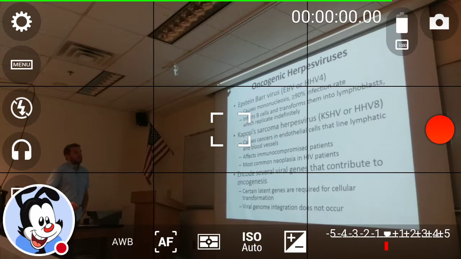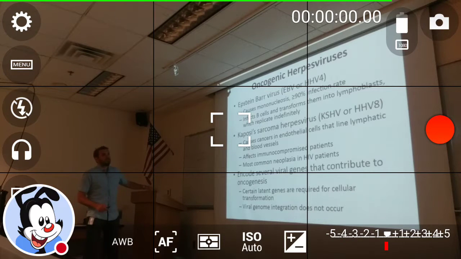And then we have obviously the herpes viruses. They're a lot bigger. I think we talked about these causing disease before. So we have Epstein-Barr, EBV. This is the one that causes mononucleosis. It's extremely infectious. It initially infects B cells, and then it can transform them into lymphoblasts, which will replicate forever.